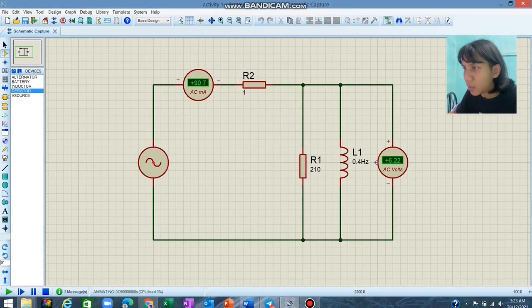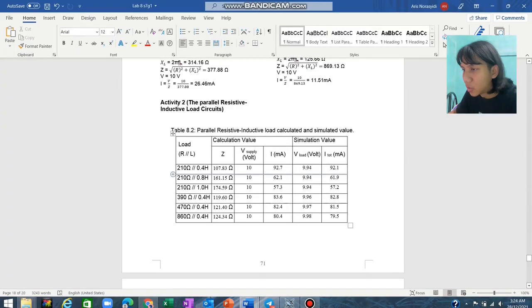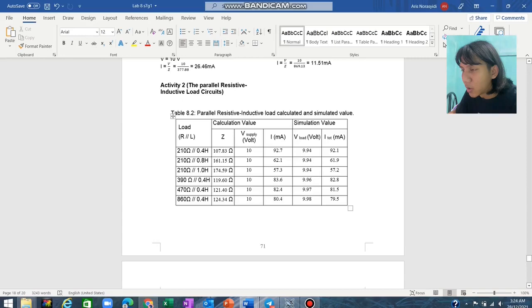So we run the simulation. You can see here, for the current we got 92.1 milliamps, and for the volt we got 9.94 volts. So we record the simulation value in the table. Then we do the same procedure using different loads, and we record the values in this table.